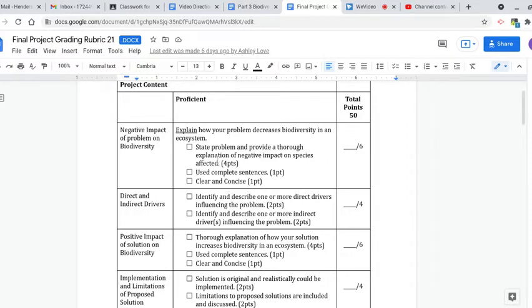Within each of the categories, in each checkbox, they're broken down by how many points you get for those as well. The first part is the negative impact of the problem on biodiversity. In this part, you need to explain how your problem decreases biodiversity in an ecosystem. State the problem and provide a thorough explanation of the negative impact on species that are affected. You need to do this in complete sentences, and you need to be clear and concise. Concise means short, sweet, and to the point. That section is worth 6 points.